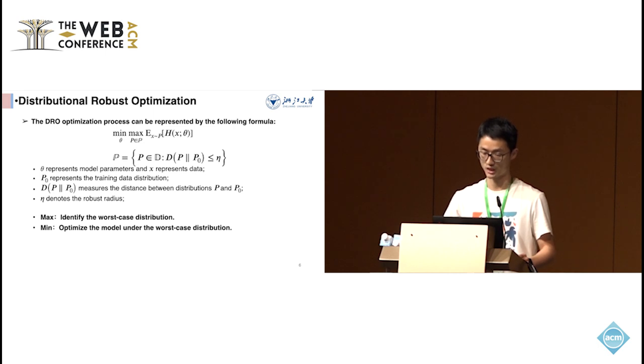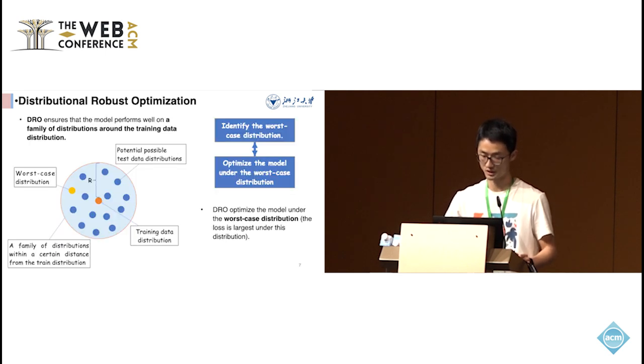The DRO can be expressed as a bi-level optimization problem where the inner max layer seeks to find a distribution that maximizes the objective function, while the outer min layer optimizes the function under this worst case distribution. Moreover, it is necessary to ensure that the distance between the worst case distribution and the original data distribution remains within a threshold range to prevent the identified worst case distribution from being meaningless.